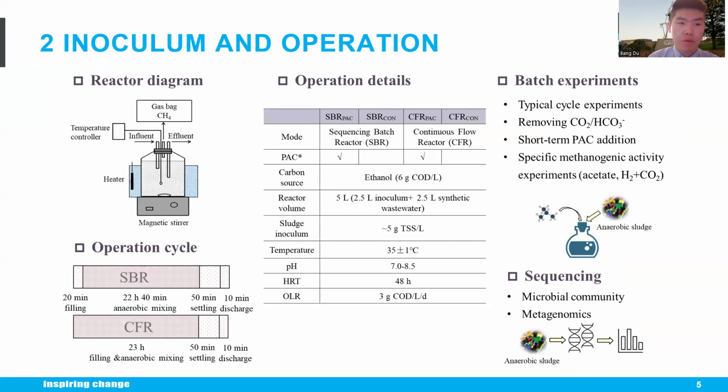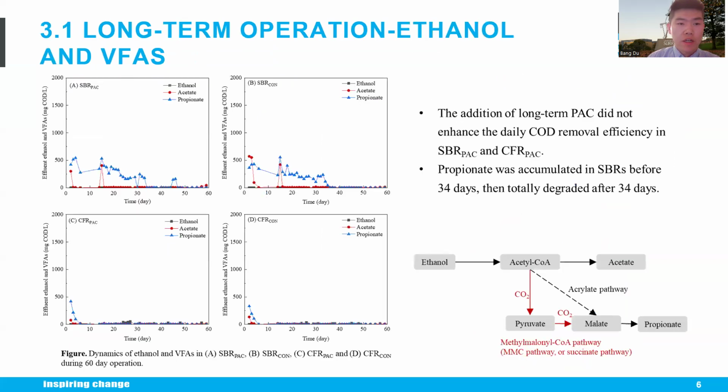Therefore, four reactors were operated in this study with two operational modes, SBR and CFR, and two with PAC addition and two without. After 6-day operation, the four reactors were in a steady state. In the long-term results, we found propionate was accumulated in SBR before 34 days, and then totally degraded after 34 days.